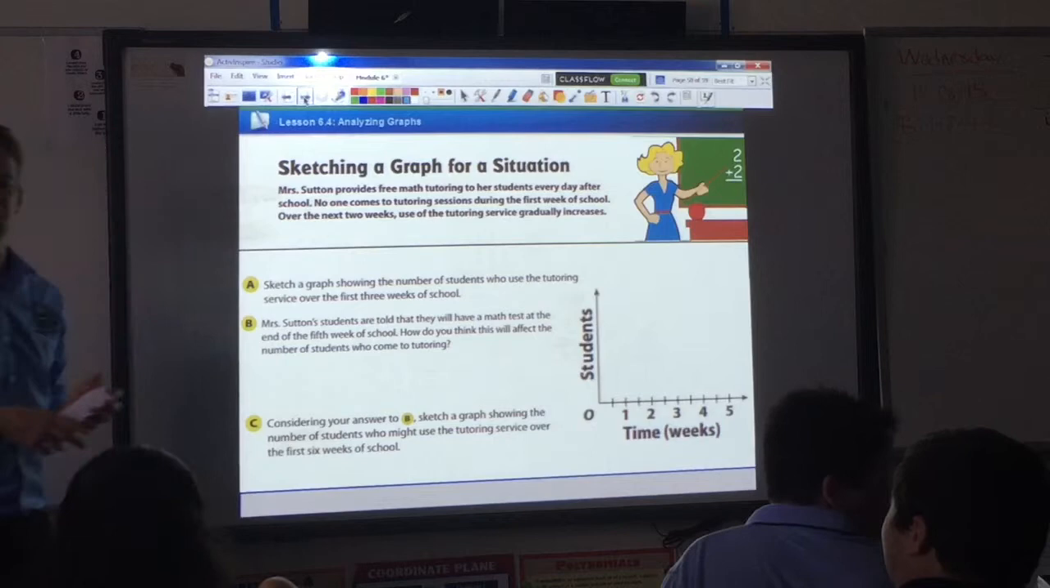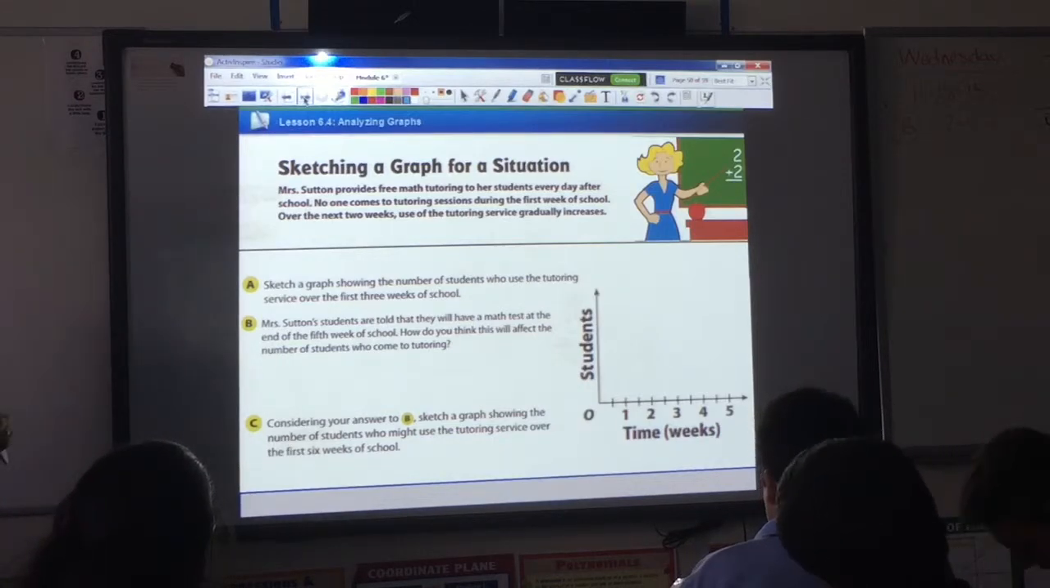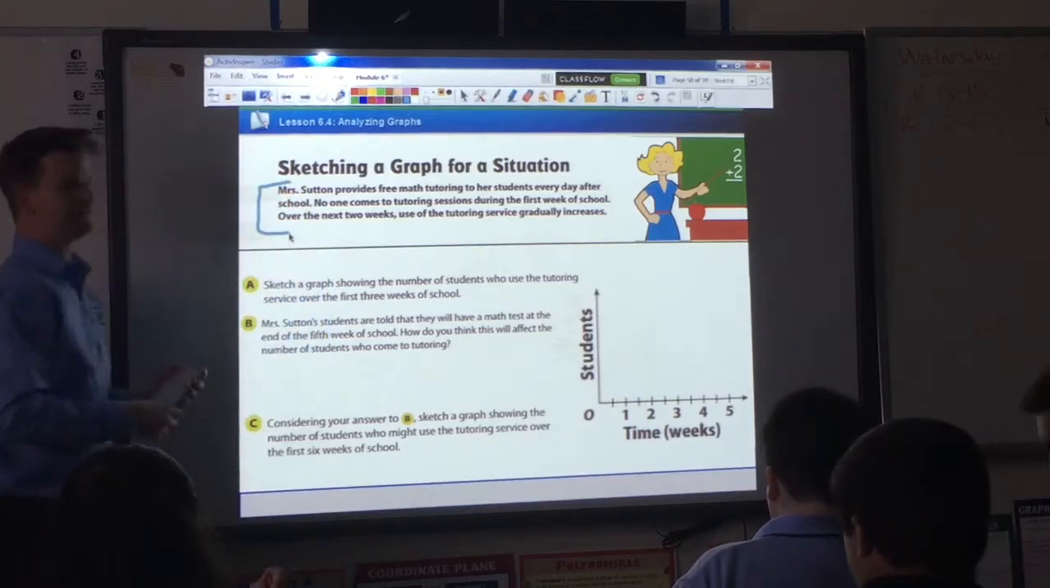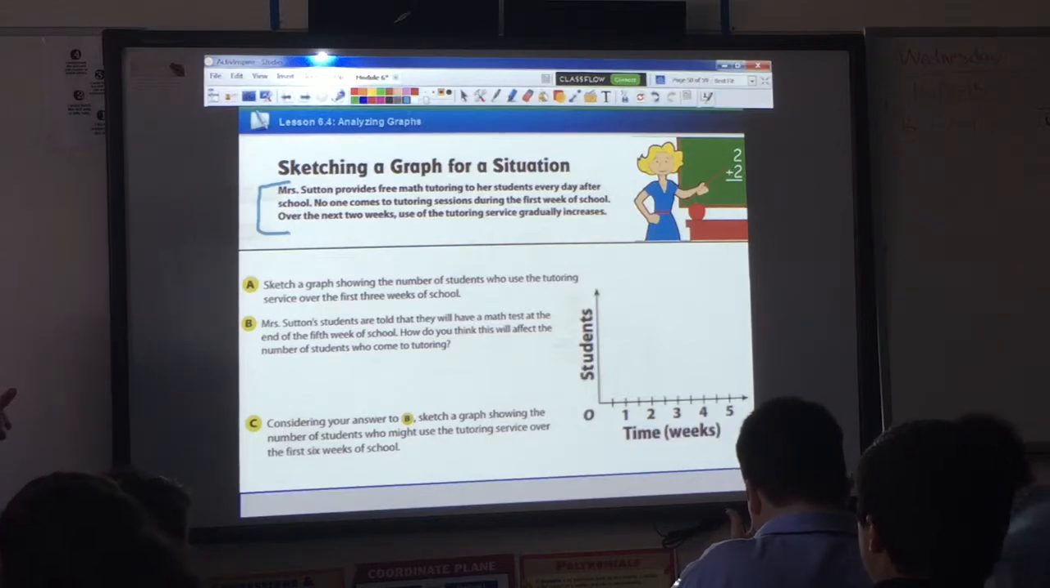Okay, 4, 3, 2, 1 on this section here. What we're going to be doing is sketching a graph for a situation. So once again, the first thing we have to do is read the situation, identify the slope or slopes we're talking about, and then relate it to the real world context.